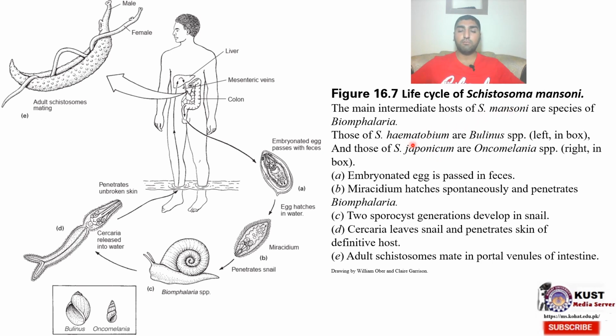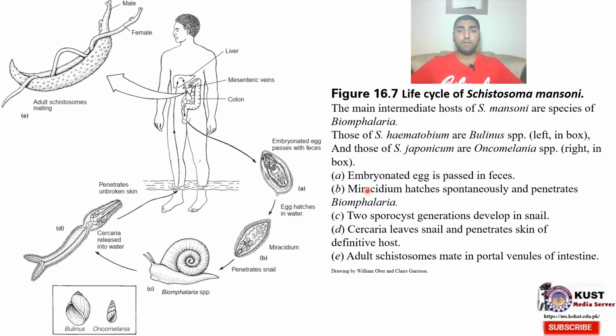For all these three, the snail species which are the intermediate host are different. For Schistosoma mansoni, the snail species is Biomphalaria. For Schistosoma hematobium, the snail species is Bulinus. And for Schistosoma japonicum, Oncomelania is the right species. So Oncomelania for japonicum, Bulinus for hematobium, and Biomphalaria for mansoni.